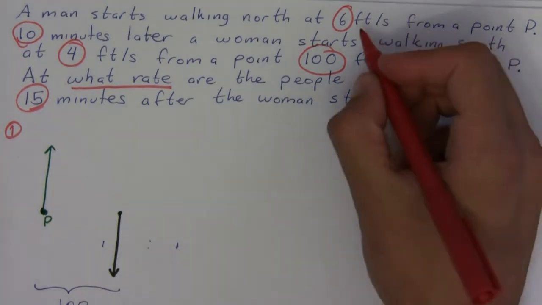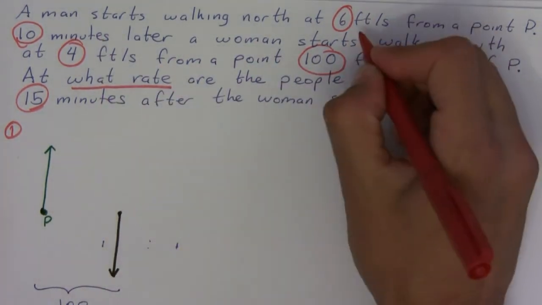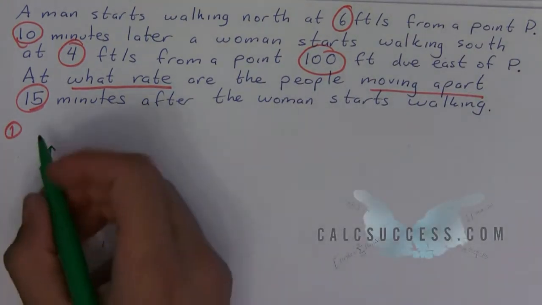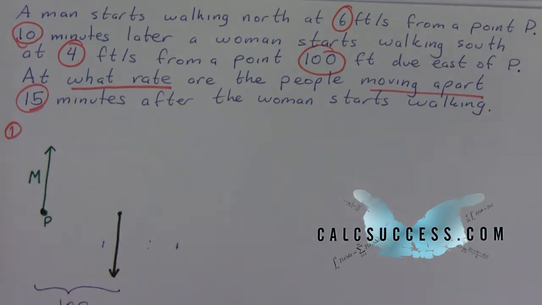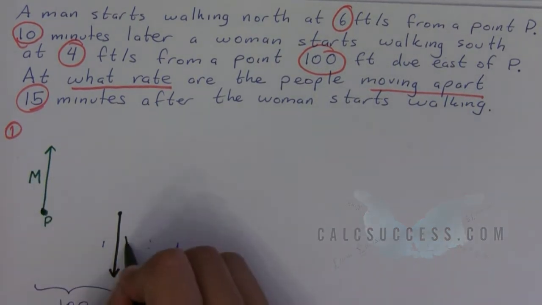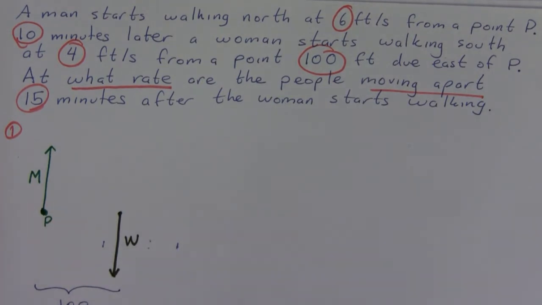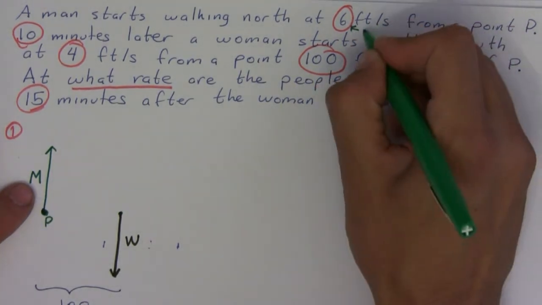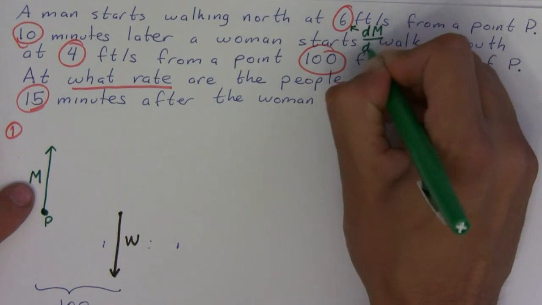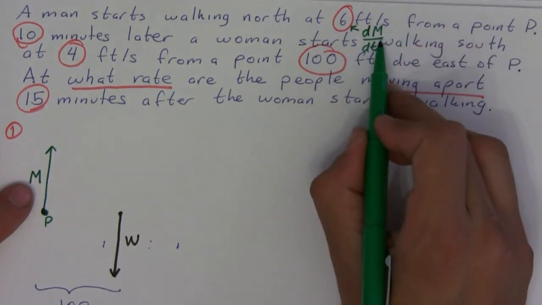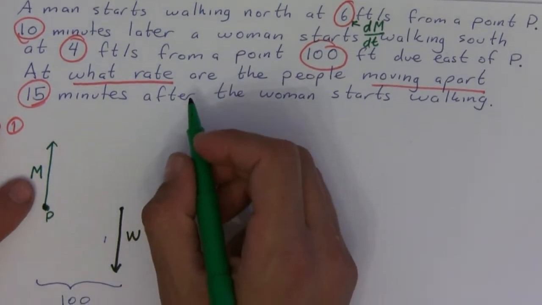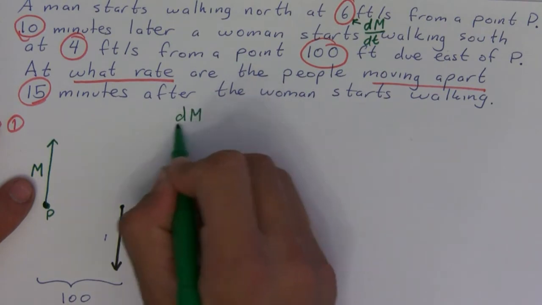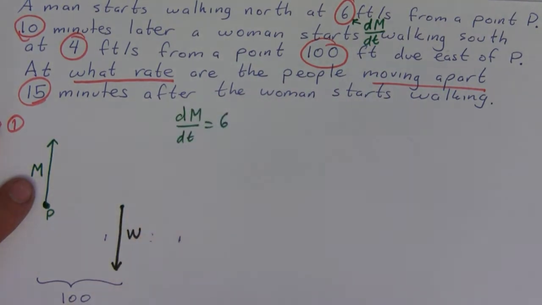So here, 6 feet per second is for the man. So why don't we call the distance the man walks M, and the distance the woman walks W. So if M is the distance the man walks, then 6 feet per second is the derivative of M with respect to time, because it's telling me how fast M is changing. Okay, so I can write this down. The derivative of M with respect to time is going to equal 6.